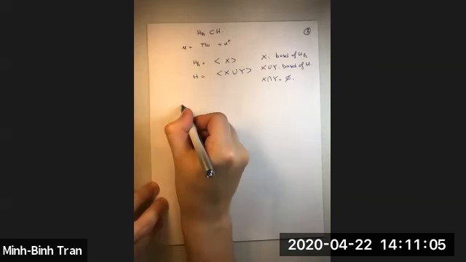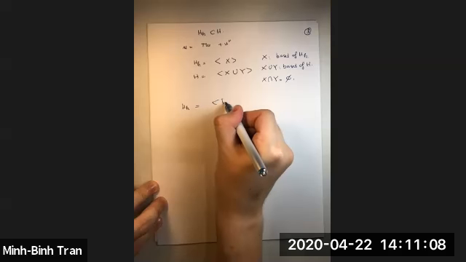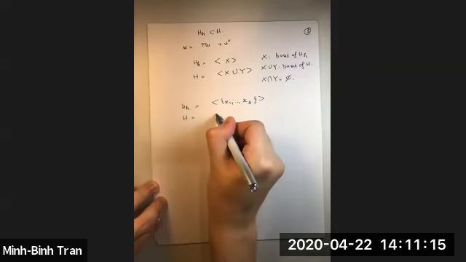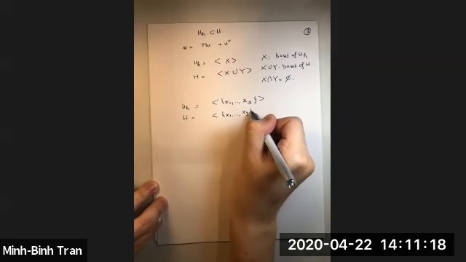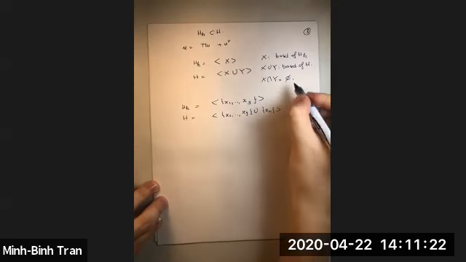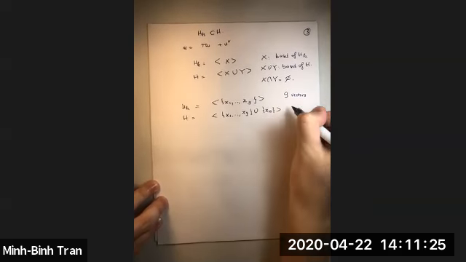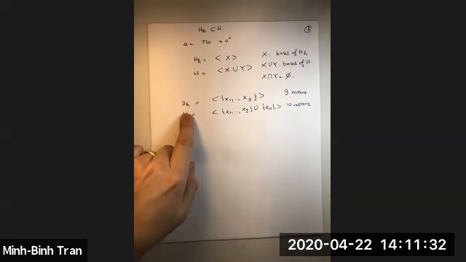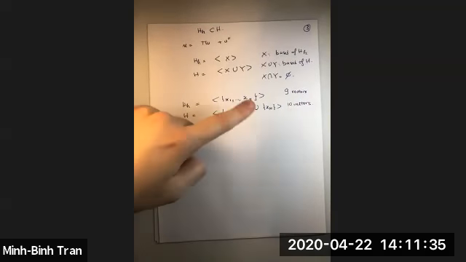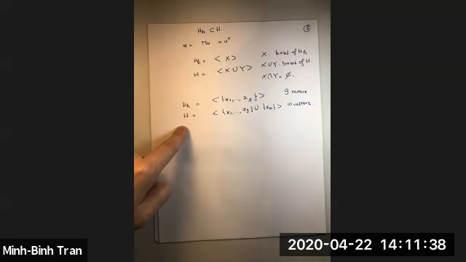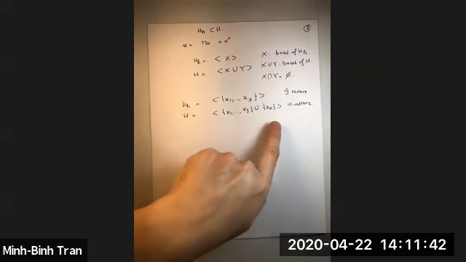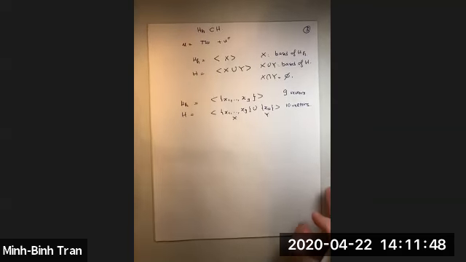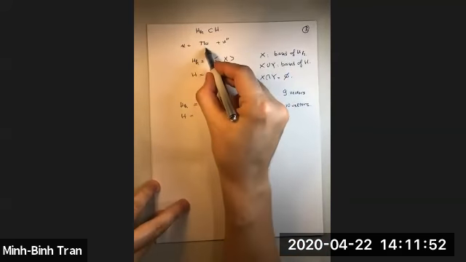So for instance, HS will be spanned by X1 to X9, and H will be spanned by X1 to X10. So this is 9 vectors, and this is 10 vectors. In this case, HS has 9 vectors that form a basis for HS, and because the space H is bigger, it has 10 vectors. So the set X will be the 9 vectors, and Y will be the last vector.